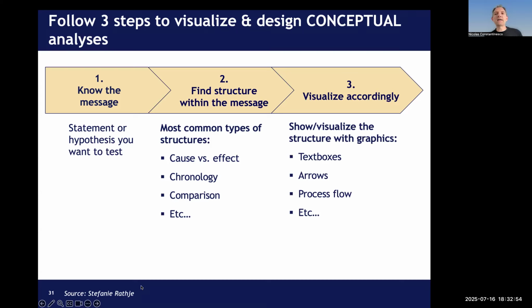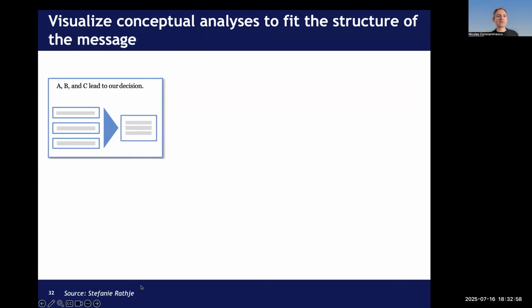But you can visualize, for example, a cause and effect like this. So, A, B, C lead to our decision. That's clearly a cause and effect. And so basically you put the causes on the left, some kind of arrow in between that implies cause and effect, and then you have the effect on the right. So it's visualized in a way that really fits the message.